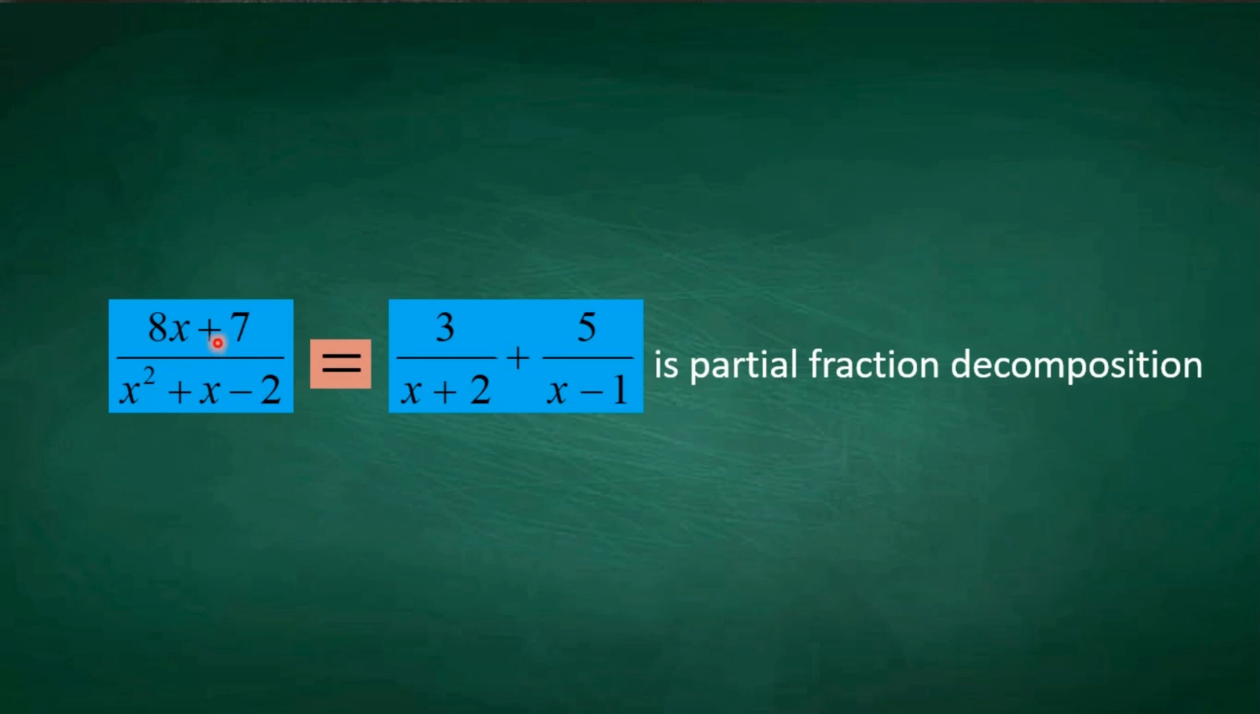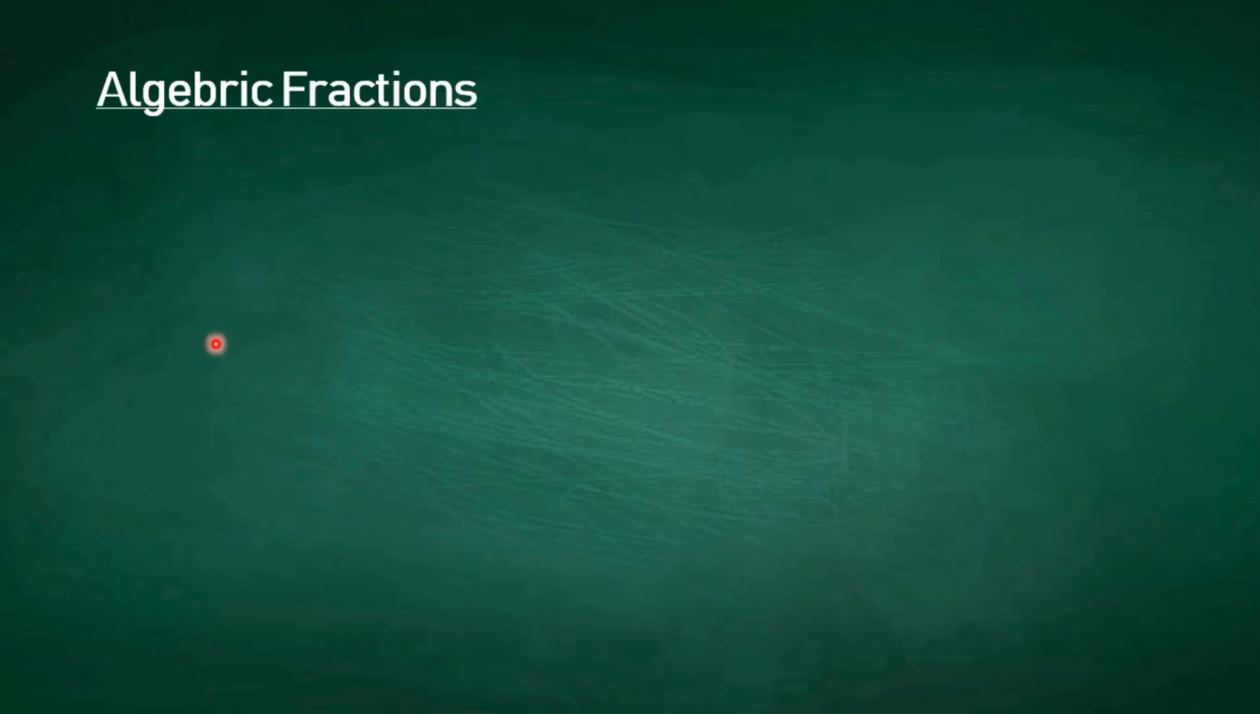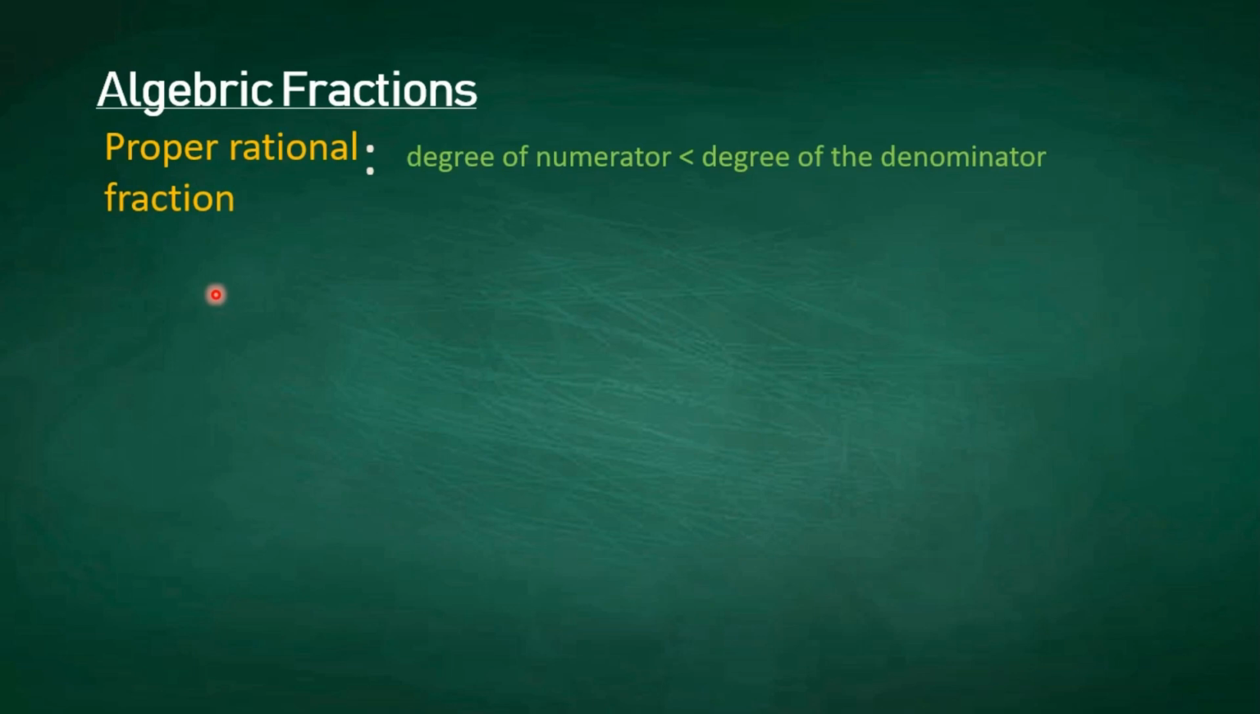So we will look into algebraic fractions. So here we have the first one. We will define it into two categories. Let's say the first is the proper fraction. When the degree of the variable in the numerator is less than the degree of the denominator, you say it's a proper rational fraction, right?